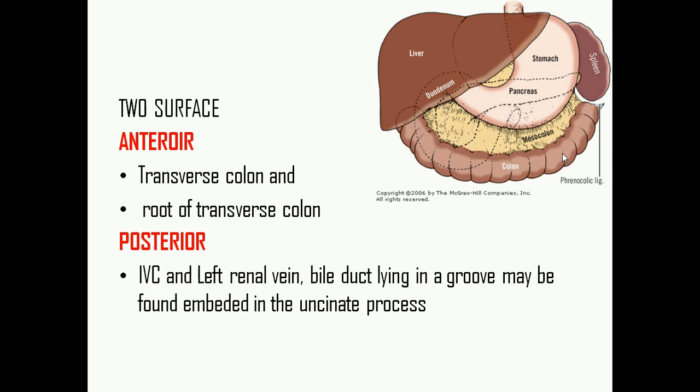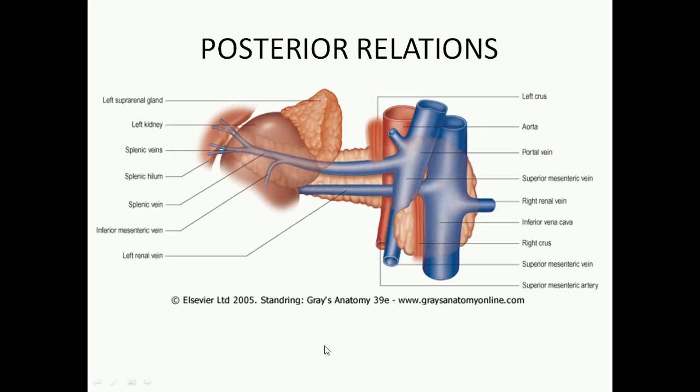The posterior surface of the pancreas corresponds with the IVC, the left renal vein, and the bile duct lying in a groove, and it may be found embedded in the uncinate process. So the posterior surface of the pancreas relates to the inferior vena cava, the left renal vein, and the bile duct lying in a groove, which may be embedded along with the uncinate process.